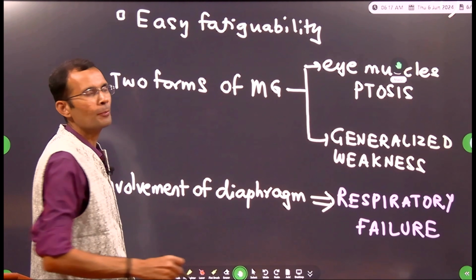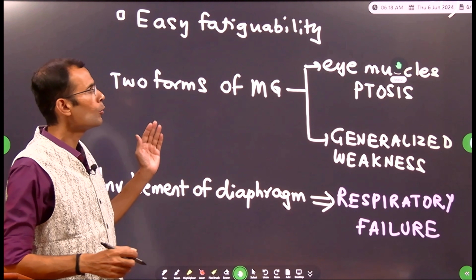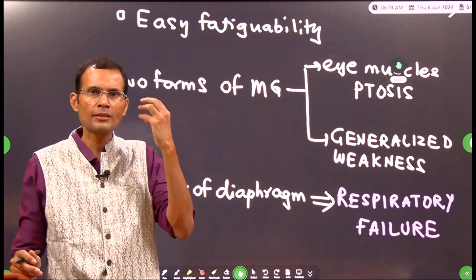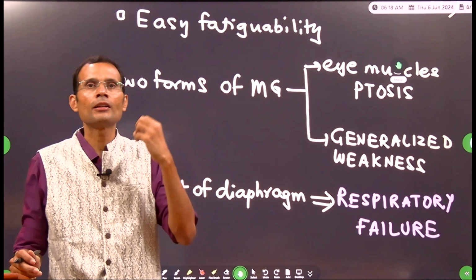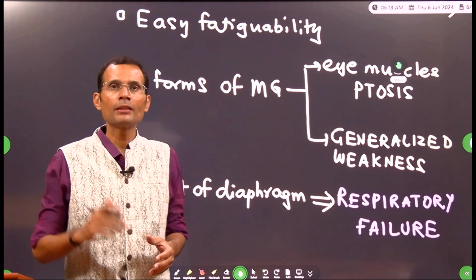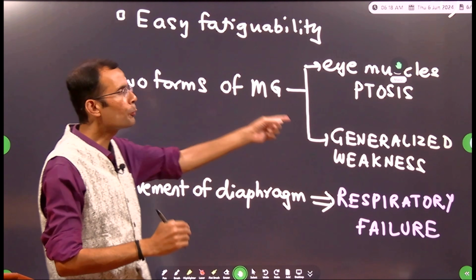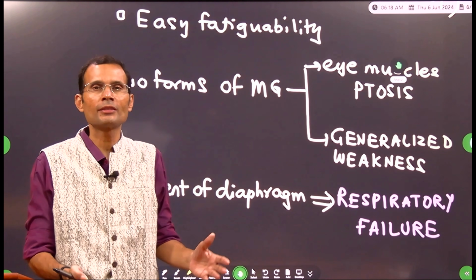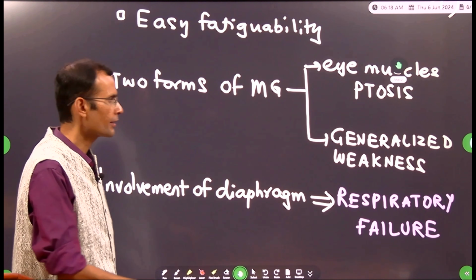There are two forms of myasthenia gravis. One in which the extraocular muscles, or the muscles involving the eye movement, are involved. So it is characterized by ptosis, drooping of the eyelids, which is called ptosis. That's a very common symptom in myasthenia gravis.